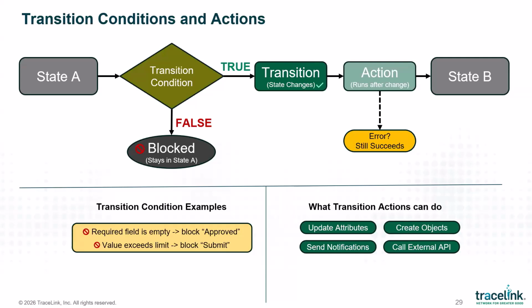Now let's talk about transition actions. Transition actions are often called post-transition actions. They run automatically after a transition completes successfully. These actions allow the workflow to perform additional logic such as updating attributes, creating related objects, sending notifications, calling an external API. It's important to understand that transition actions run after the state change has already happened. If there's an error in the transition action, the state update will still succeed. The error will be returned to the user, but the transition itself will not be blocked.